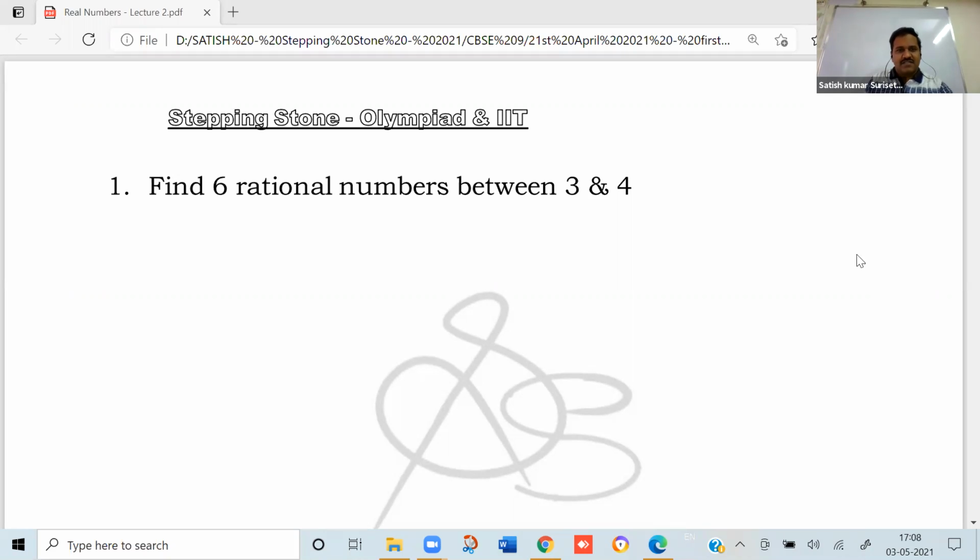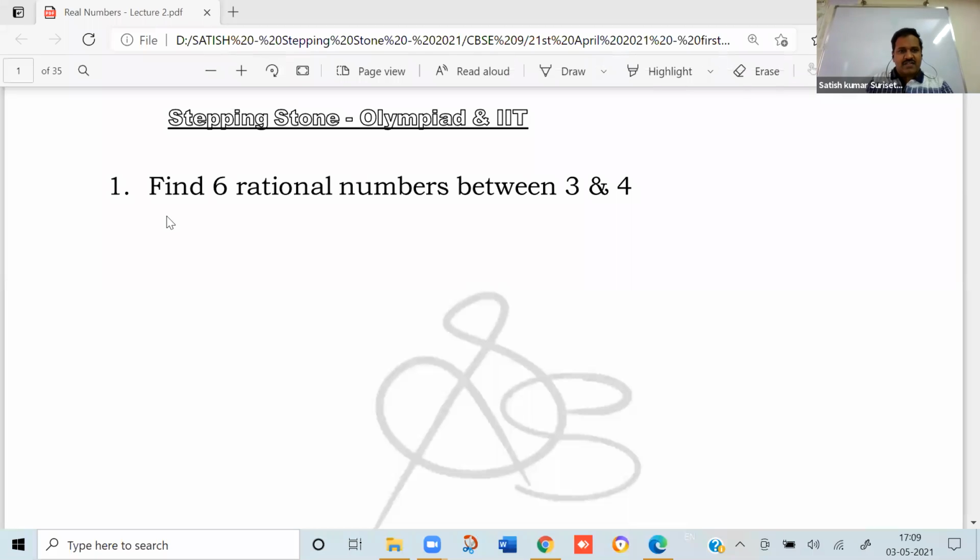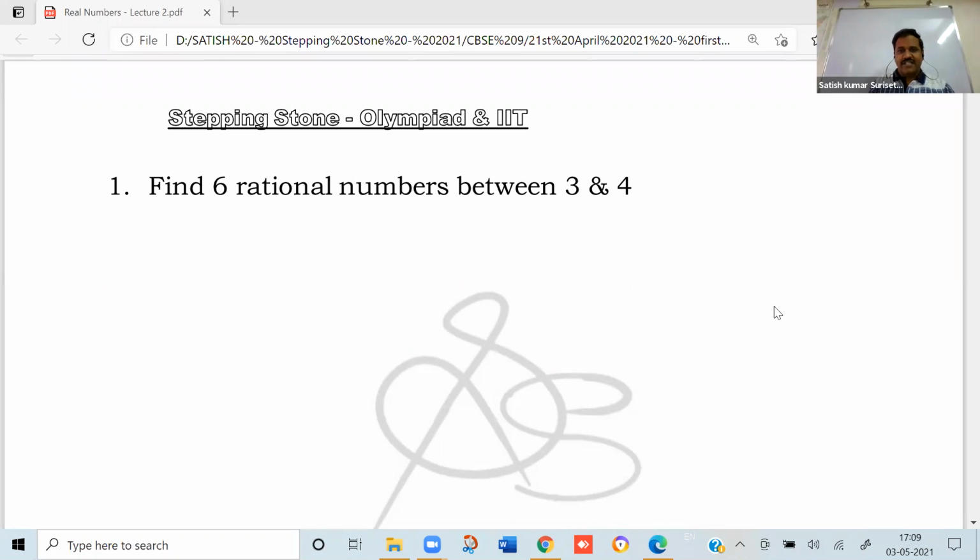Now, in the last class we have discussed rational numbers and their decimal representation, and how to convert a decimal form into the form of P by Q. Now let us do a few problems on this. See the first problem: find 6 rational numbers between 3 and 4. How to find 6 rational numbers between 3 and 4? Anybody knows?